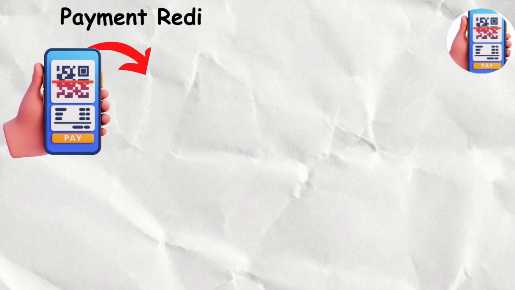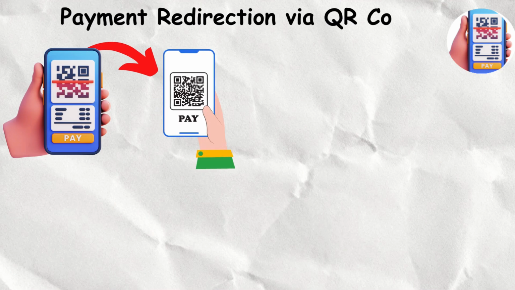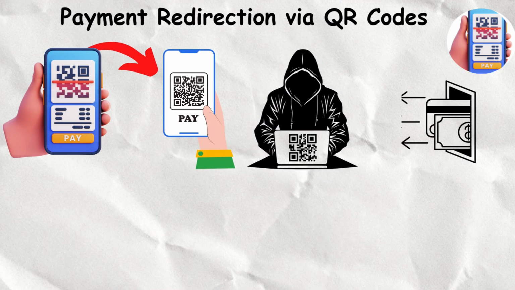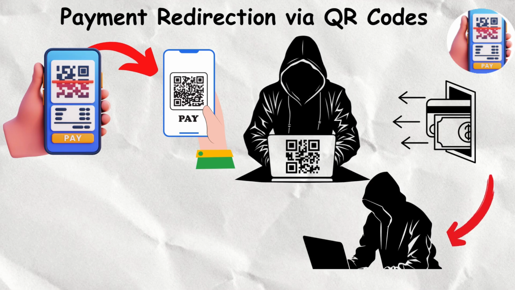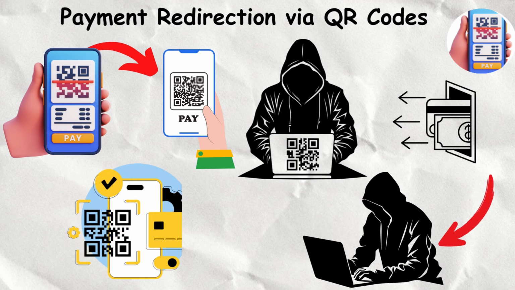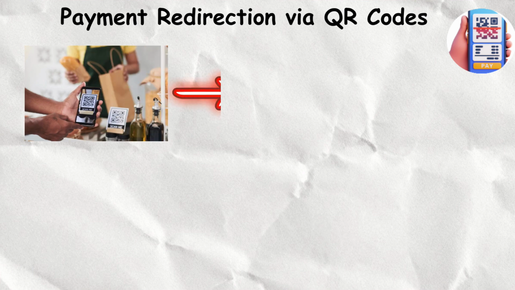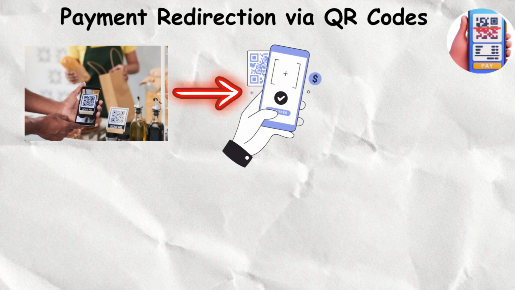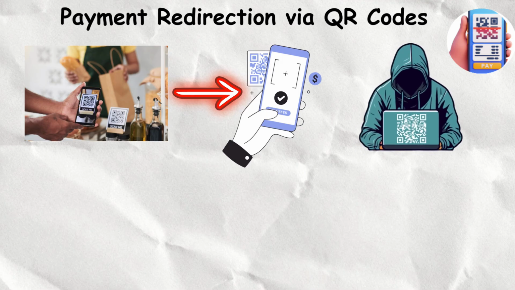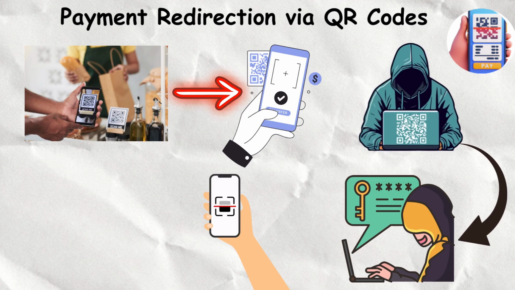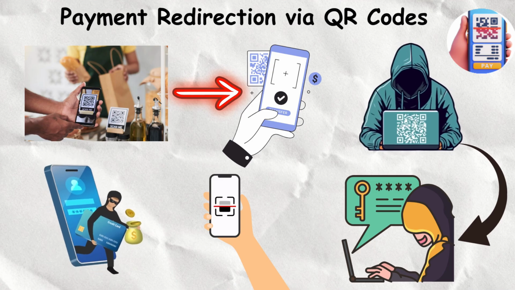Payment redirection via QR codes. One of the most profitable QR code phishing tricks is payment redirection. In this scam, attackers replace or tamper with the QR codes used for digital payments. For example, a shop might display a QR code that links to their official payment account. An attacker can print a similar-looking code, but link it to their own account. When a customer scans and pays, the money goes directly to the attacker.